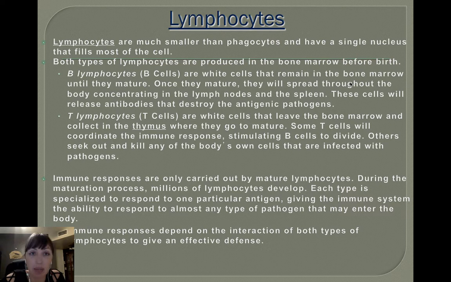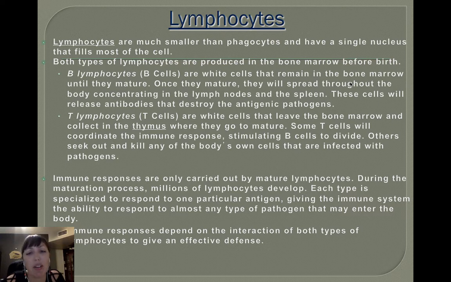And then there are T lymphocytes, or T cells. These are white cells that leave the bone marrow and collect in the thymus, where they go to mature. Some will coordinate the immune response, stimulating B cells to divide, and others seek out and kill any of the body's own cells that are infected with pathogens.